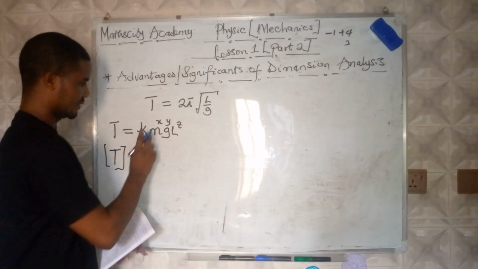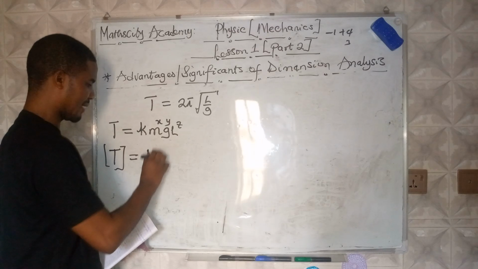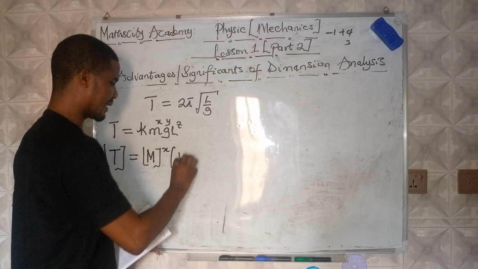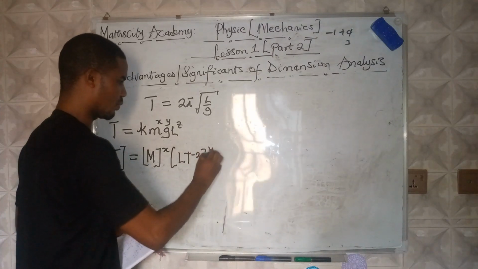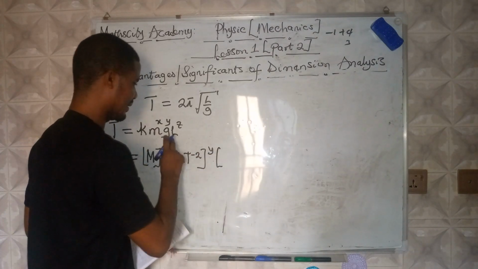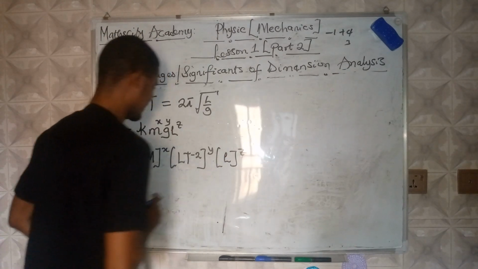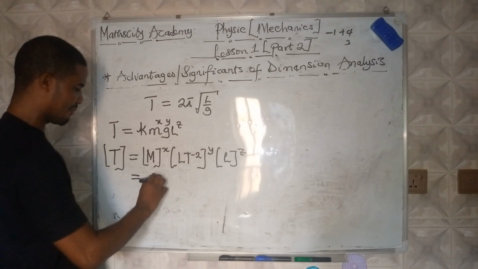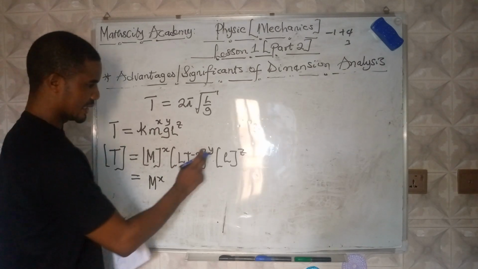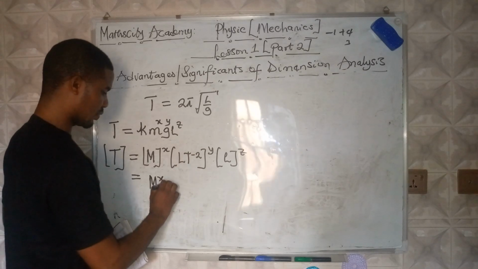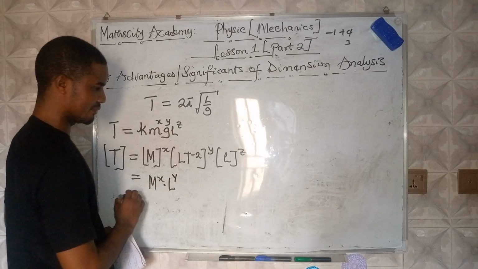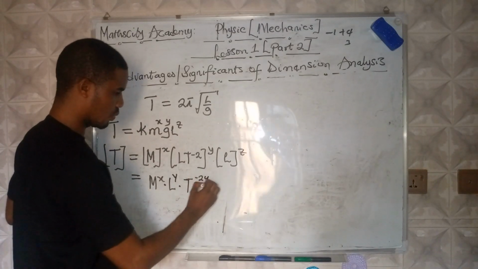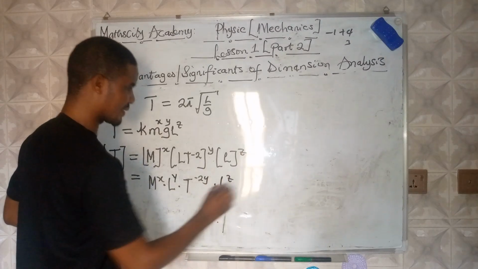Constant has no dimension. Mass, the dimension for mass is capital M, carrying x. This is LT^-2 carrying y, and this is length L carrying z. What I'm going to do here is simplify this. I have M raised to power x. This y belongs to both of them according to indices. So I have L raised to power y, I have T^-2y, then I have L raised to power z.